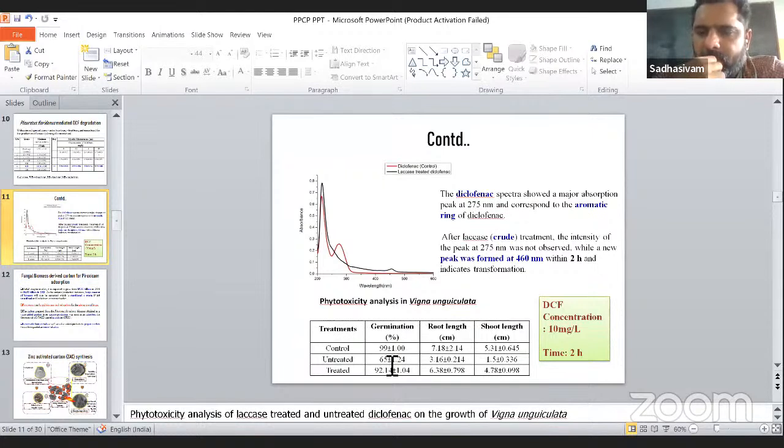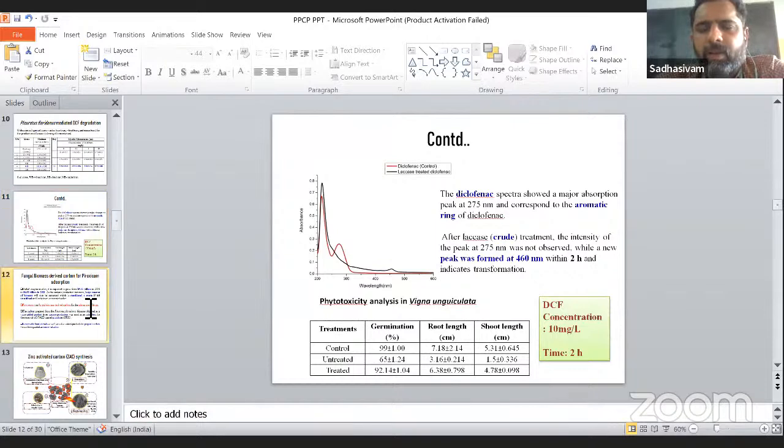So the study confirmed that laccase-based drug degradation is highly safe for the environment. It will not affect the ecosystem of the environment. So that is case number 4. Case number 5.